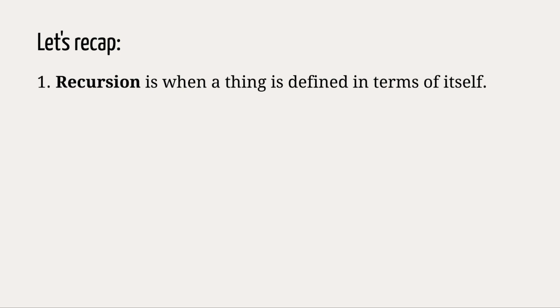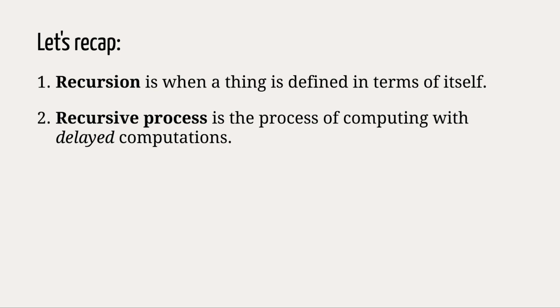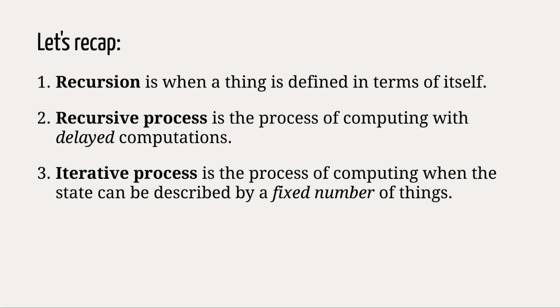Let's recap. Recursion is when a thing is defined in terms of itself. Recursive process is the process of computing with delayed computations. Iterative process is the process of computing when the state can be described by a fixed number of things.